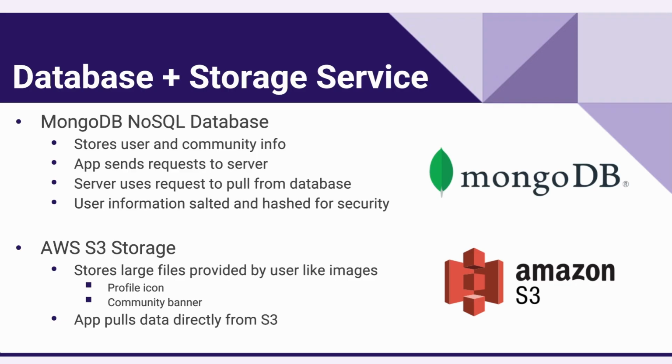Keeping all this in mind, we decided on MongoDB as our database working alongside Amazon's S3 storage service. On MongoDB, we would store any information we could represent by text, such as user and community information. And we made sure it was private by having only the server directly access it. If the app wanted to push or pull any data, it would need to do so through endpoints on the server. We also made sure that it was secure by not directly storing the user's password through a process known as salting and hashing.